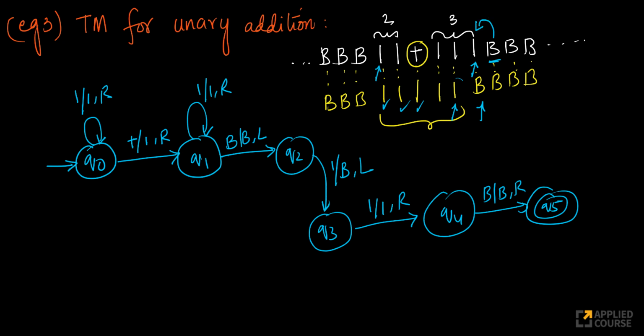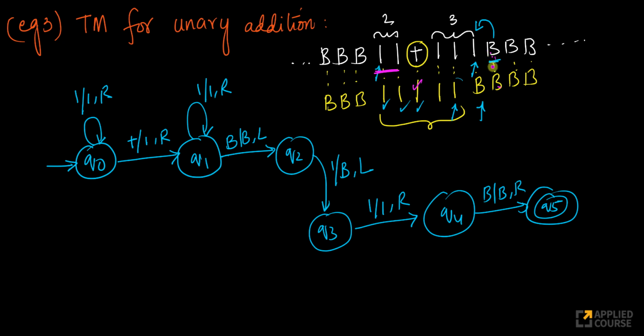Okay, step by step again. If I encounter 1s, I'm not touching them. I'm just keeping them as is. That's what this is doing. If I encounter plus, I'm changing it to a 1. If I encounter 1s, I'm not touching them till the time I encounter a blank. When I encounter a blank, I keep the blank as is.